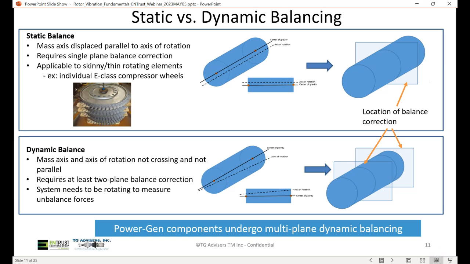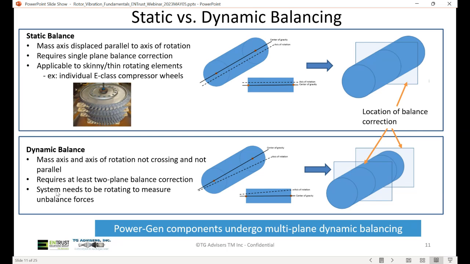There are two types of balancing. There's static and dynamic balancing. Power gen components undergo multiplane dynamic balancing. The most simple example of a balancing procedure is the static balance. In this example, the mass axis is displaced parallel to the axis of rotation. All this requires is a single plane balance. This is very applicable to skinny or thin rotating elements, such as an E-class compressor wheel. And in the example for the static balance, the weight is applied at a single plane in the structure.